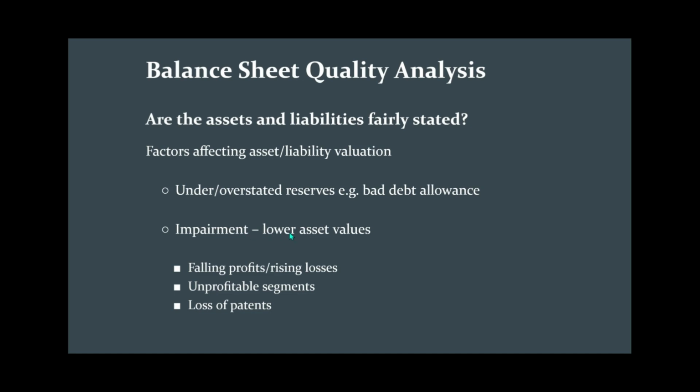Impairment could lead to lower asset values. Some indicators of impairment include falling profits, unprofitable segments, and loss of patents. All these could lead to assets being impaired.